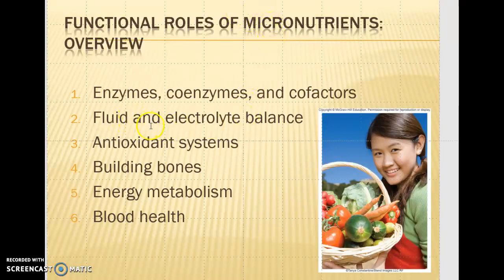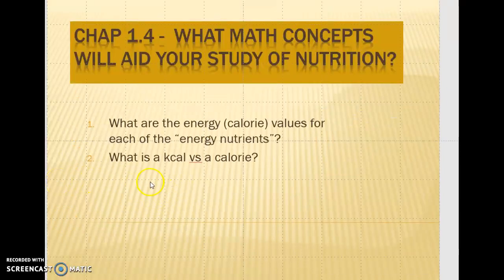They also are important for fluid and electrolyte balance, as we mentioned in the last part, that without electrolytes, we would be dehydrated. We have to have a sufficient amount. We'd also be very dizzy. If you don't have enough fluid in your ear, you become very dizzy. So you have to have a sufficient amount of electrolytes. Antioxidant systems, we mentioned, will help with cancer prevention and keep our cells healthy. Building bones, energy metabolism, blood health. Those are the main functions for the micronutrients. So that's what we're covering throughout the semester.